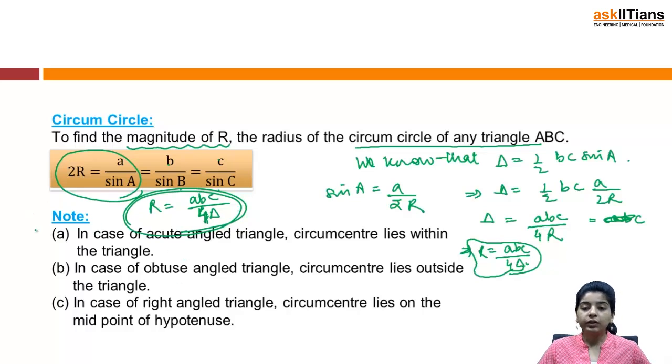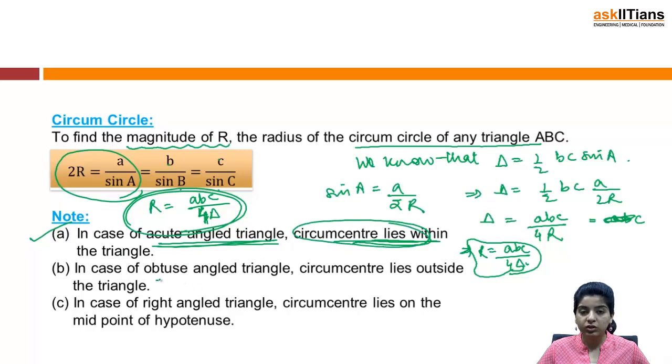So now we have certain important points. First one says, in case of an acute angled triangle, the circumcenter lies within the triangle. This is important, it will lie within the triangle. In case of an obtuse angled triangle, the circumcenter lies outside the triangle. And in case of a right angled triangle, the circumcenter lies on the midpoint of the hypotenuse, right? So in case of right angle, it will lie on the midpoint of the hypotenuse.